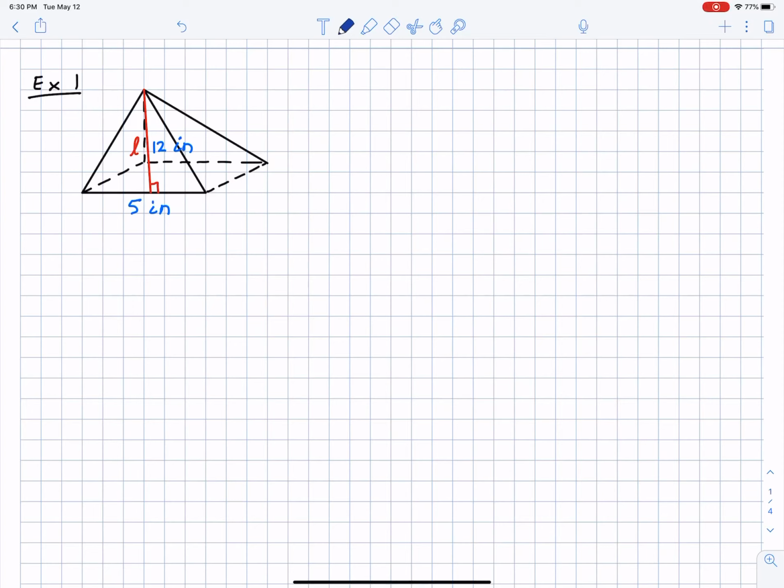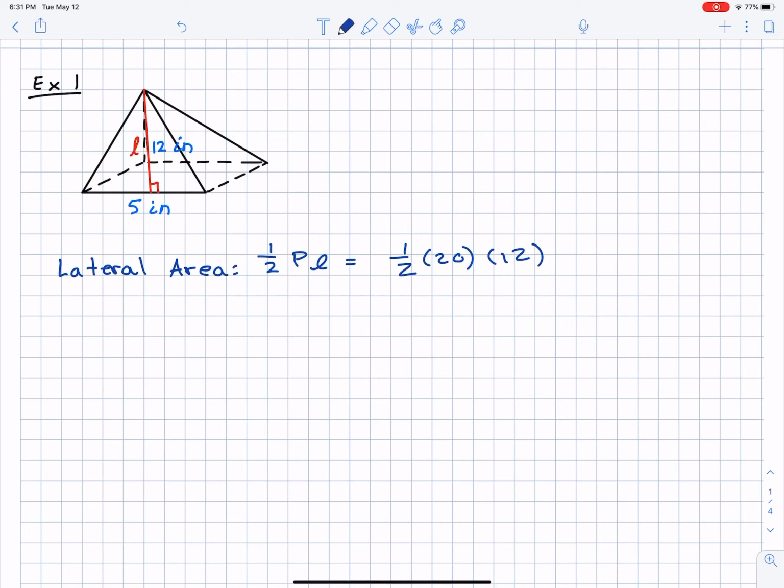So in order to find the surface area, what do we need to know? Well, let's start with the lateral area. The lateral surface area is going to be equal to 1/2 the perimeter times the slant height, right? So that's going to be 1/2 the perimeter. Well, one side is 5, so 5 plus 5 plus 5 plus 5, or 5 times 4, is 20. And then the slant height is 12. So we get 1/2 times 20 times 12.